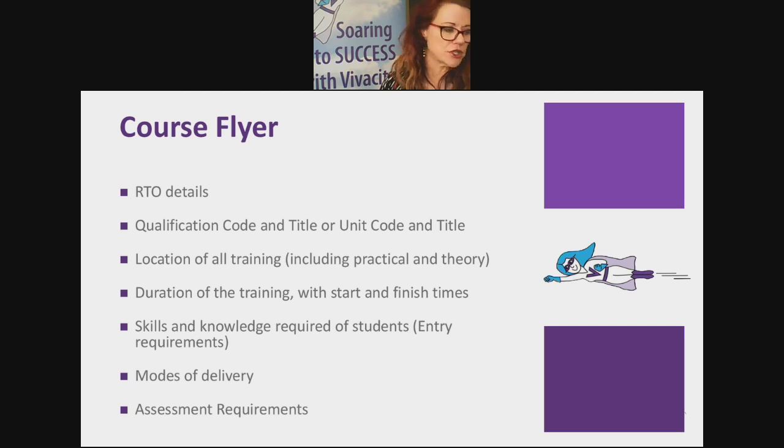Now, I've just had a question thrown at me. What about workplace addresses? If you're an enterprise-based RTO, it can be the locations of where you're going to deliver the training there. So it's clear and transparent to your staff, and it might be training rooms and things like that.